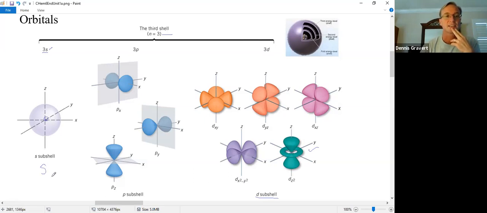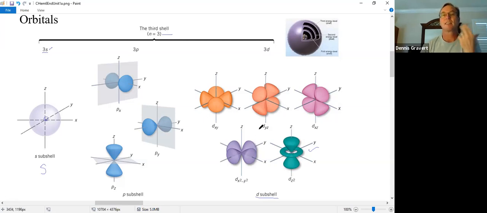You should know that the S is a sphere and S stands for sphere. I know, originally it stands for sharp, but sphere is a better connection. P is like the dumbbell, the figure 8. And then D is a 4-leaf clover. And you can orient that 4-leaf clover in lots of different ways.